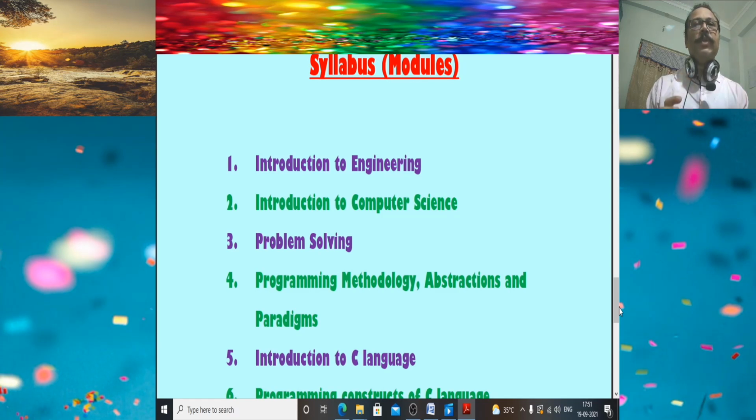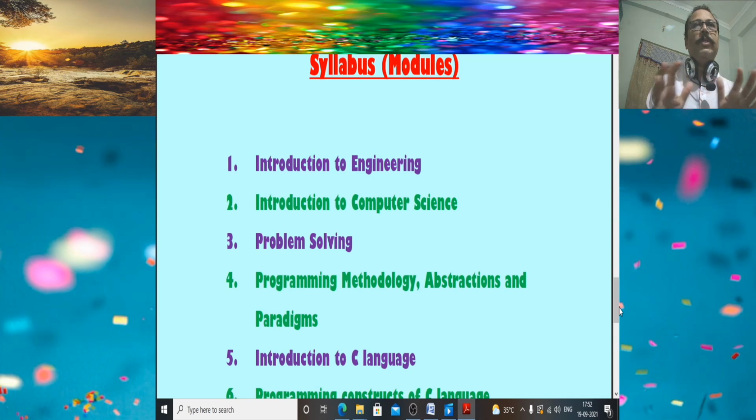Next, Introduction to Computer Science. How is computer science different from other disciplines, and what is the thinking that is required for solving computational problems? Certain psychological aspects are required. So you should orient your mind in such a manner that you can solve computational problems. What are those psychological issues which you have to consider, or psychological abilities which you have to develop? That we are going to discuss.